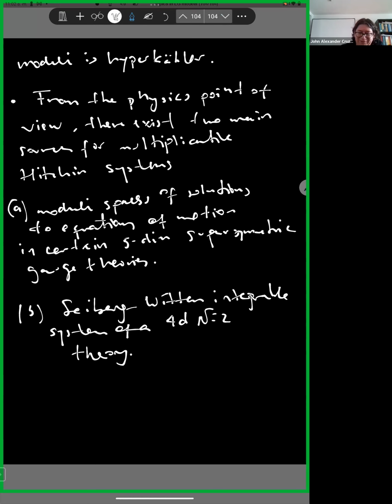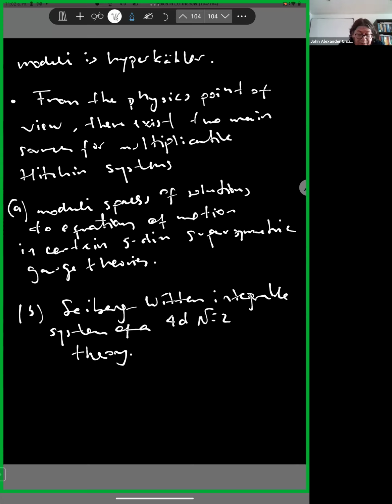Because they are also coming from these kinds of theories. So this really suggests that maybe we can use these multiplicative Hitchin systems in order to understand the picture beyond these hypertoric cases, right? That would be really suggestive.